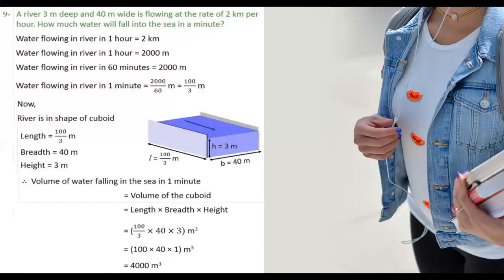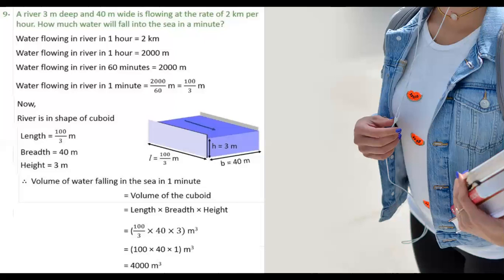That is, in 60 minutes, it is flowing 2000 meters. So in 1 minute, it will flow 2000 by 60 meters, that is 100 by 3 meters. So my length of the cuboid is 100 by 3 meters. Now the river is in the shape of a cuboid with the length as 100 by 3 meters, breadth as 40 meters and height as 3 meters.